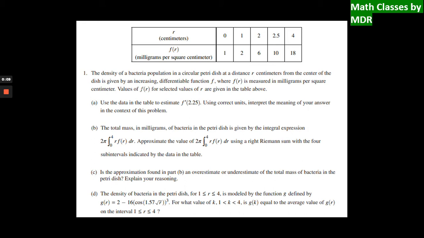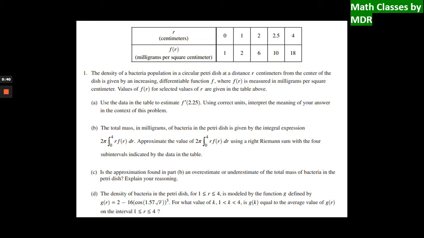So here is question 1 from the 2021 AP Calculus AP question paper. The density of a bacteria population in a circular petri dish at a distance r centimeters from the center of the dish is given by an increasing differentiable function f, where f is measured in milligrams per square centimeter. Values of f for selected values of r are given in the table above.